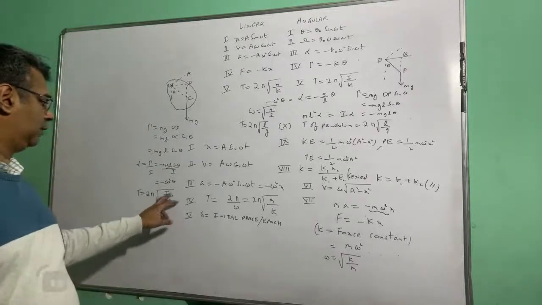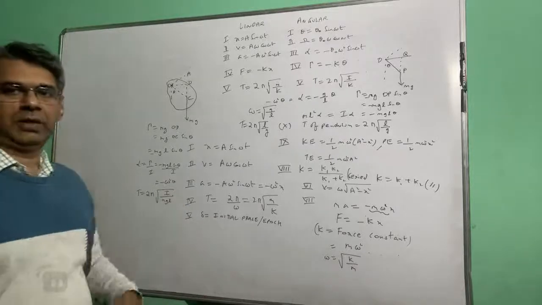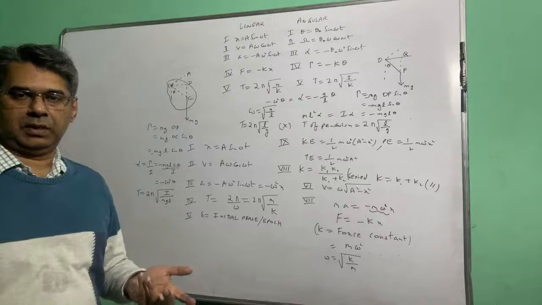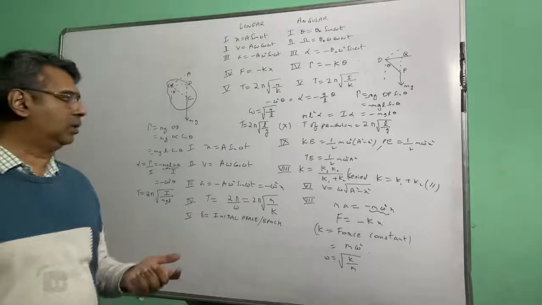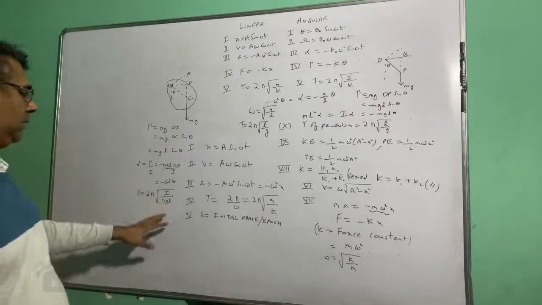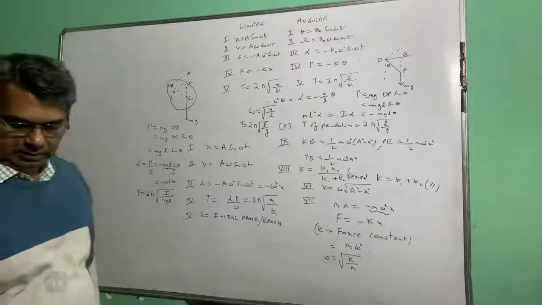Now in this formula, if you put I equal to ml square, then it will become the normal pendulum. Just remove I and put ml square, you will get the normal pendulum. So this is a physical pendulum. So physical pendulum is now going to become our next formula.